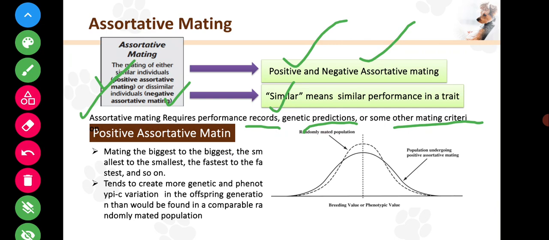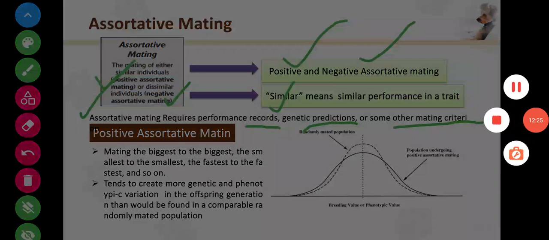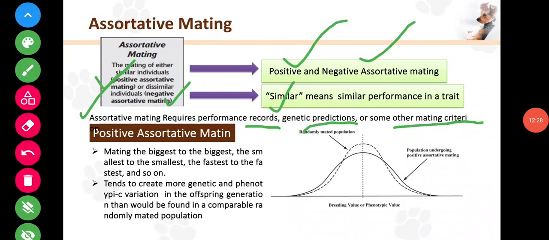Now, the positive associative mating. If you go for positive associative mating, it is the mating of biggest to biggest, the smallest to the smallest, the fastest to the fastest, and so on. That means in positive associative mating, similar kinds of individuals are being mated.